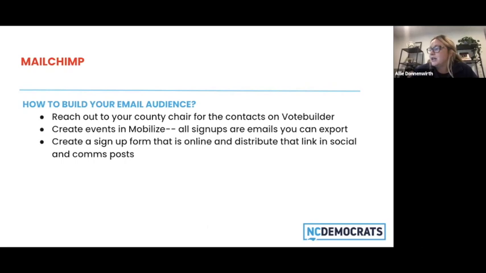Reach out to your county chair. All of your contacts in Vote Builder are free to you as long as your county chair agrees to give it to you. Most of them do, but that's a really good place to get emails to build your email list. If you create events in Mobilize, all of the signups of those emails are emails that legally are yours. You can export them in a document and upload them to Mailchimp. So that's a good way.